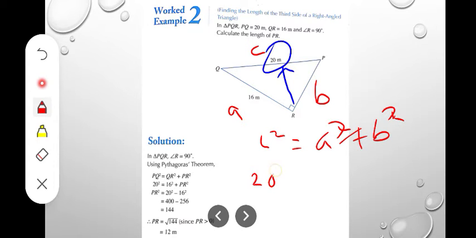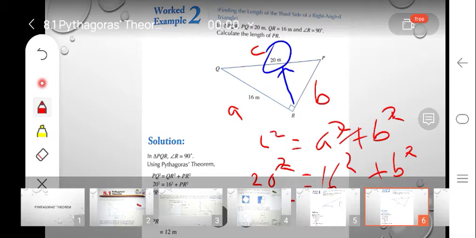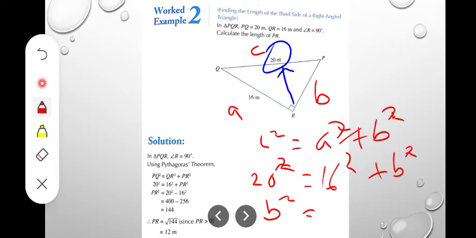So 20 square equals 16 square plus B square. So now instead of plus, we minus. So it will be 20 square minus 16 square. This one. 20 square minus 16 square. So 400 minus 256, 144.